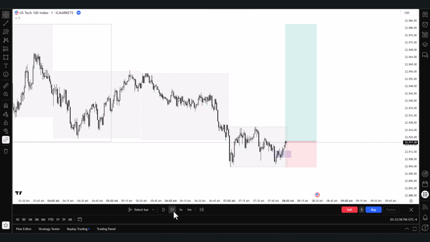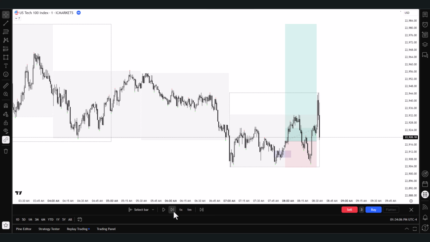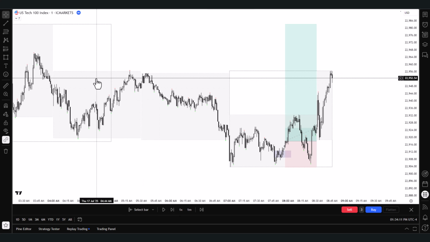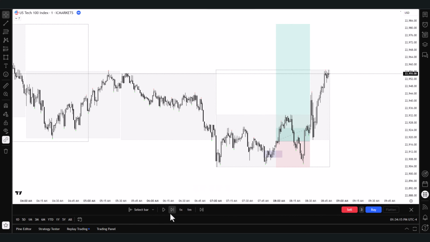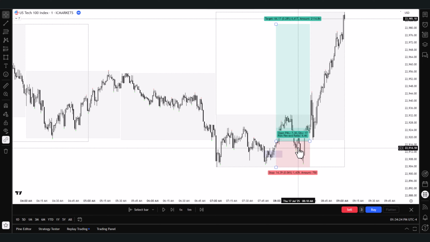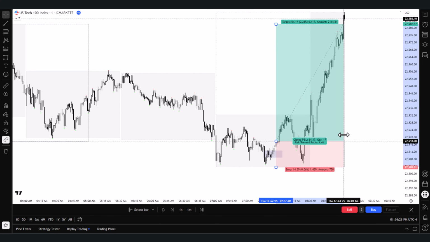Let's see. We are now maybe on the 50% level. That means we are on break even. And price hits our final target, almost 4.46 RR.